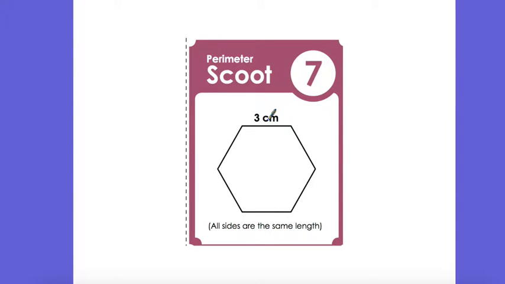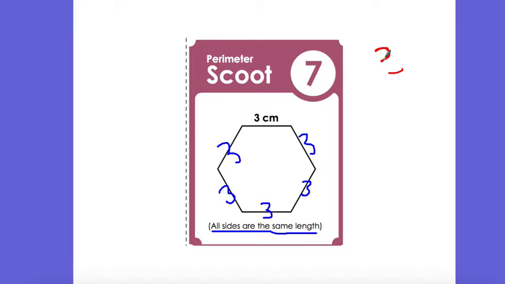Okay, look, this is the same thing. A lot of students will say the perimeter is 3, but that's not every side. You have to add up all the sides. Luckily, they give me a hint. They say all sides are the same length. So if this is 3, then this is 3, and this is 3, and this is 3, and this is 3, and this is 3. Now that I know all the side lengths, I can add up to find the perimeter.